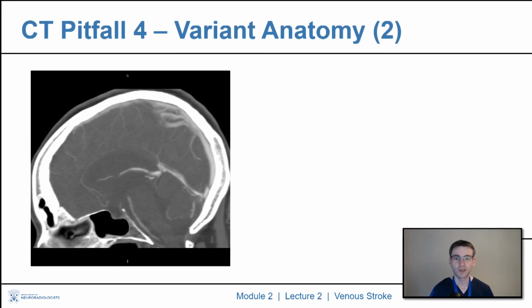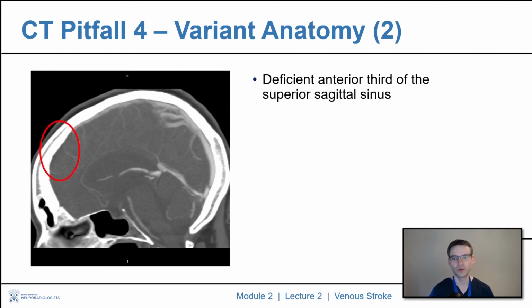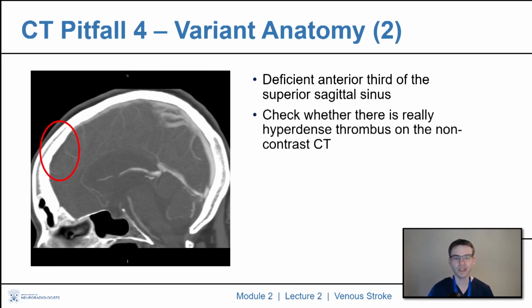There's other anatomical variants to be aware of as well. I wish I knew this one when I started off as a fellow. So in this case, we see a lack of contrast filling in the CT venogram in the anterior third of the superior sagittal sinus. If you looked at the non-contrast CT in this case, you'd see that there was no hyperdensity here and no vessel expansion because the sinus is deficient. And actually that's a developmental variant that's relatively common once you start looking for it. So for this one, you can check whether there really is hyperdense thrombus in this location on the non-contrast CT.